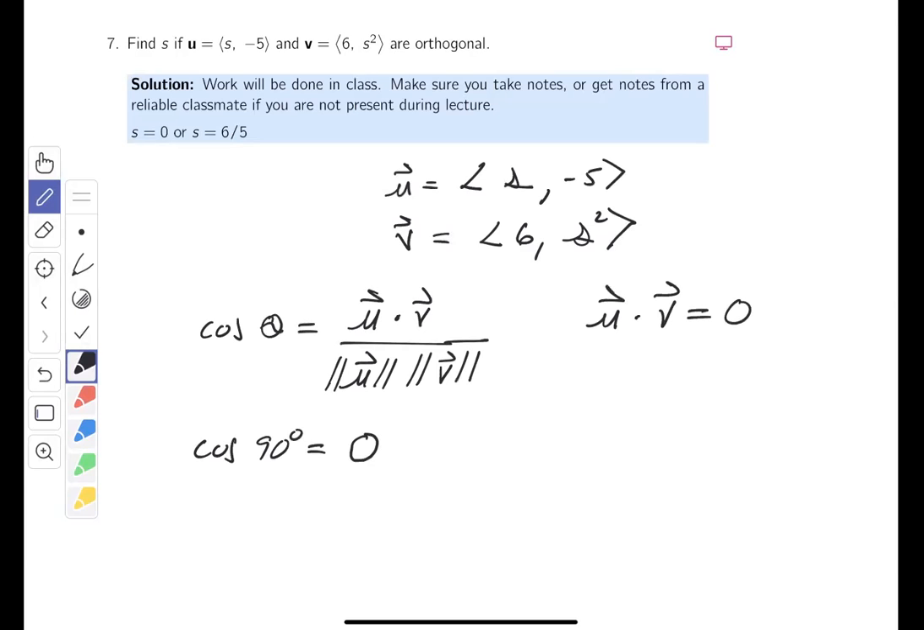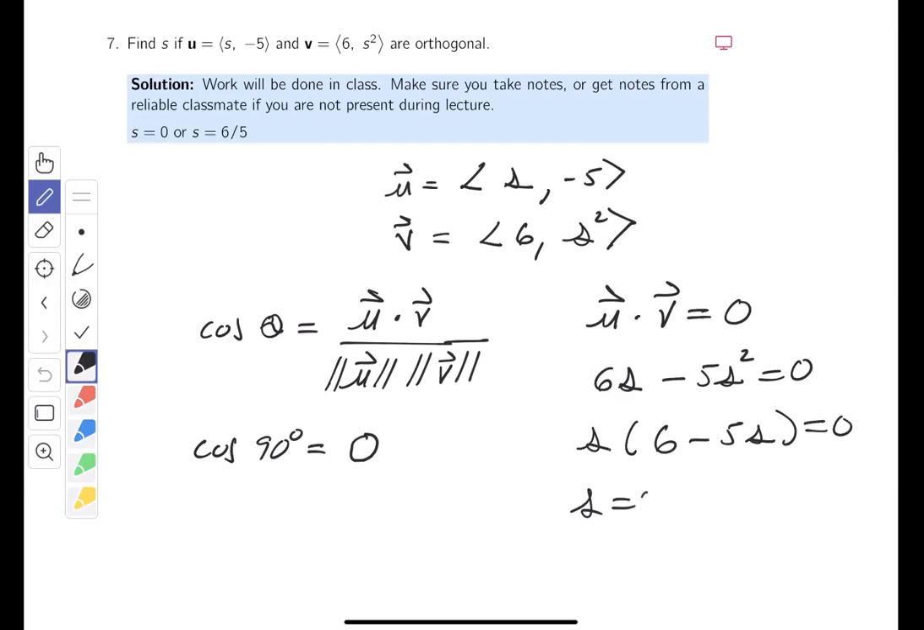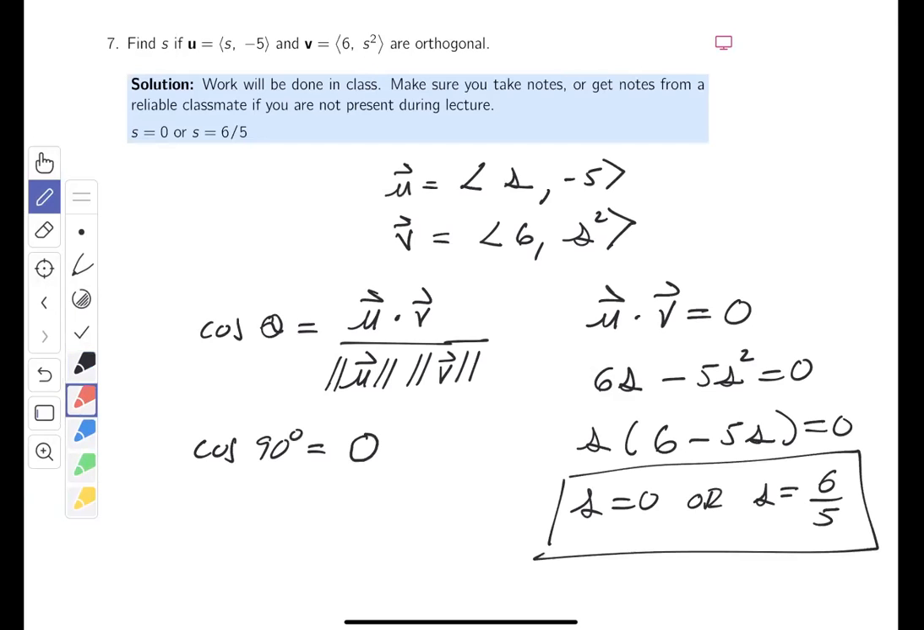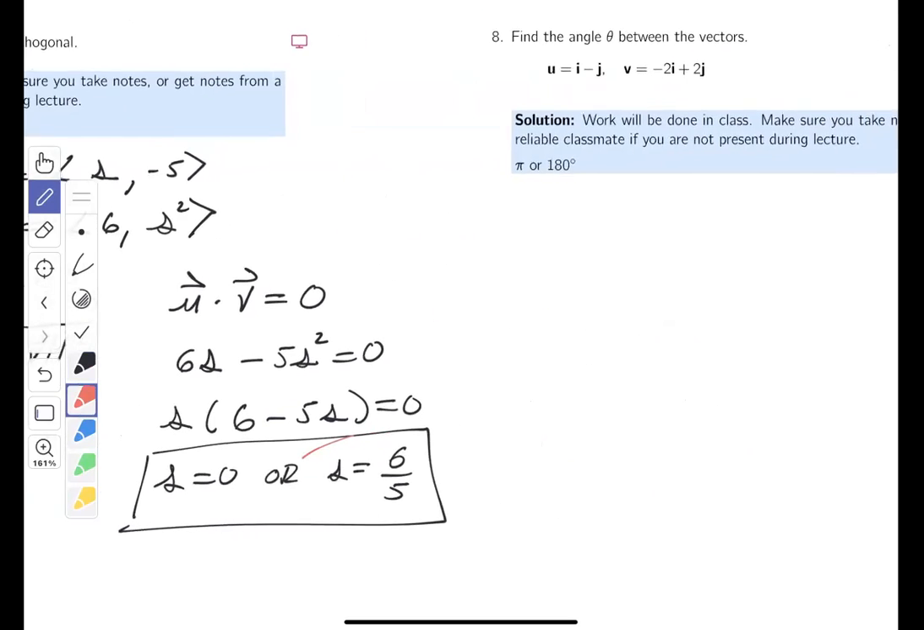Well, to put that down, you would get 6S minus 5S squared equals 0. Factor out S, you would get S times 6 minus 5S. And what do you get there? S could be 0, or S could be 6/5. Look at the key. No need to draw a picture. However, if you want to, you can.